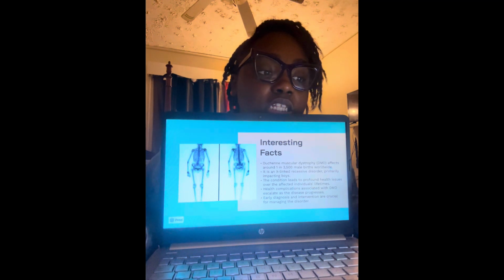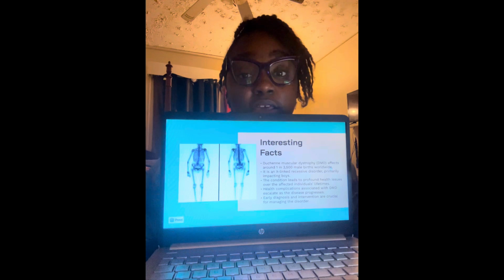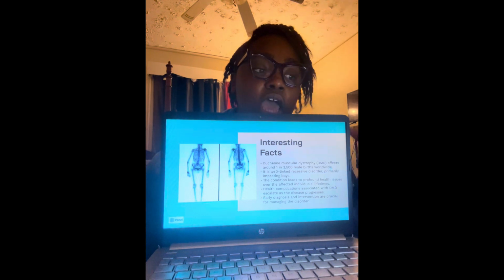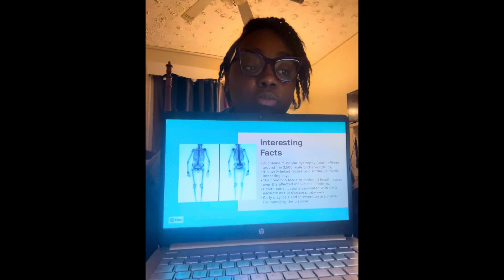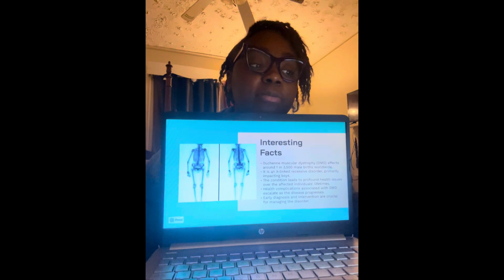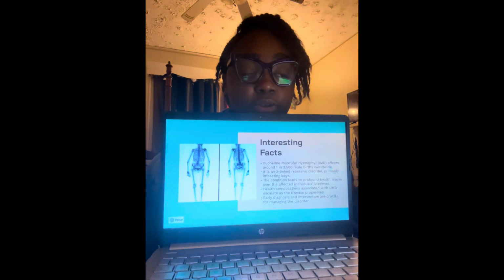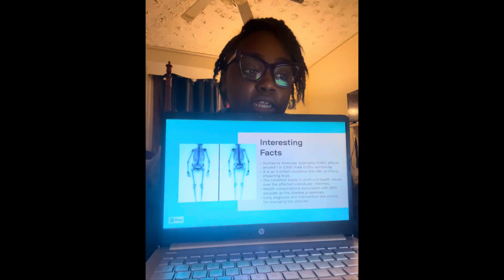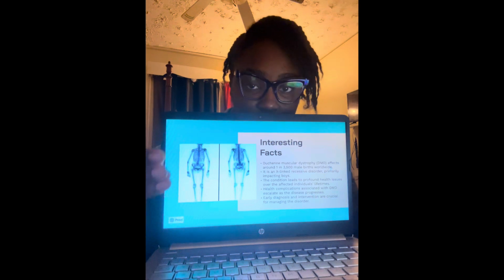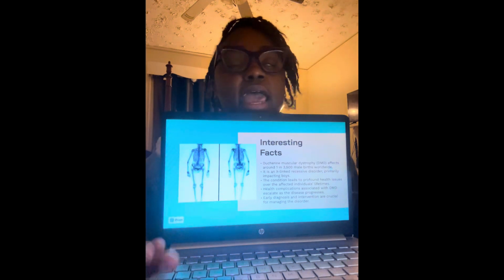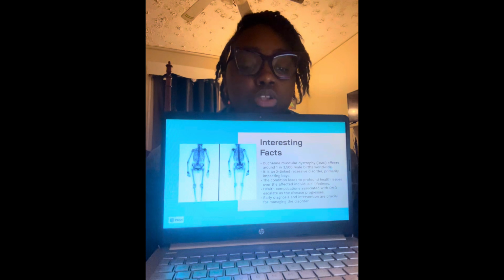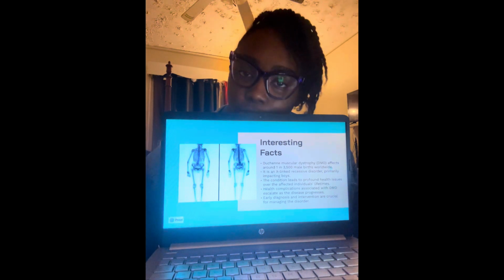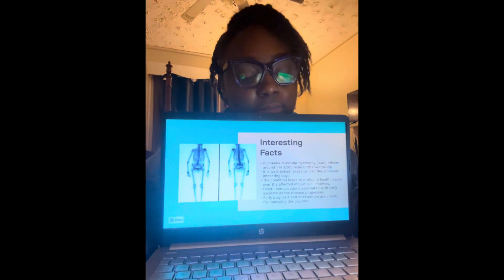The condition leads to profound health issues over the affected individual's lifetime. Health complications associated with DMD escalate as the disease progresses. Early diagnosis and intervention are crucial for managing this disorder. You don't want it to get bad, but if it does, there are ways to help bring it down, but it will affect you in your lifetime later on.